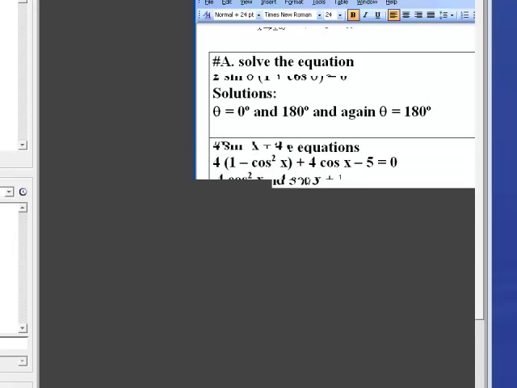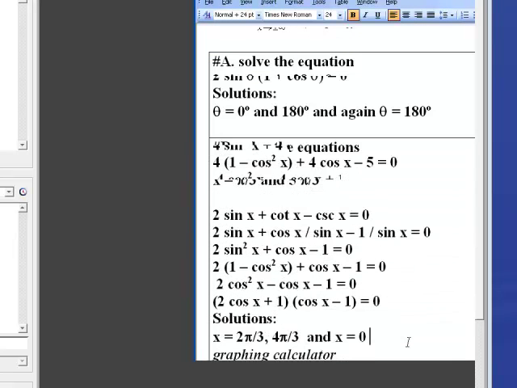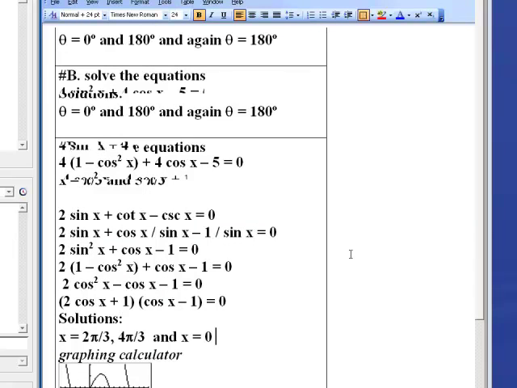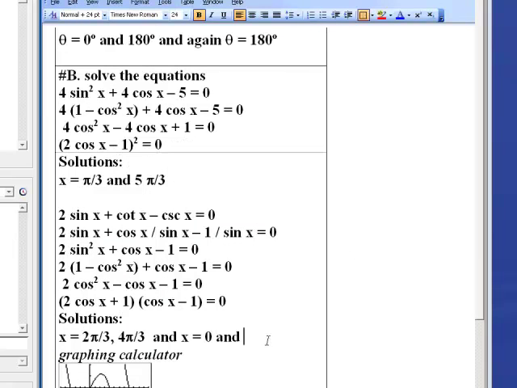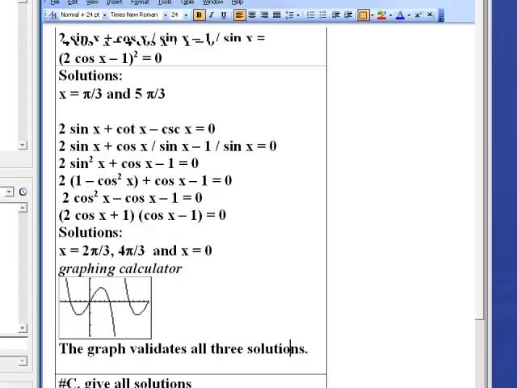There it is. So x equals 0, and actually x equals 2 pi, but the original problem said not 2 pi itself, because it says smaller than 2 pi, so I just leave it like this here. But apparently x equals 0 is a solution. So the graph validates all three solutions. Okay. Next exercise.